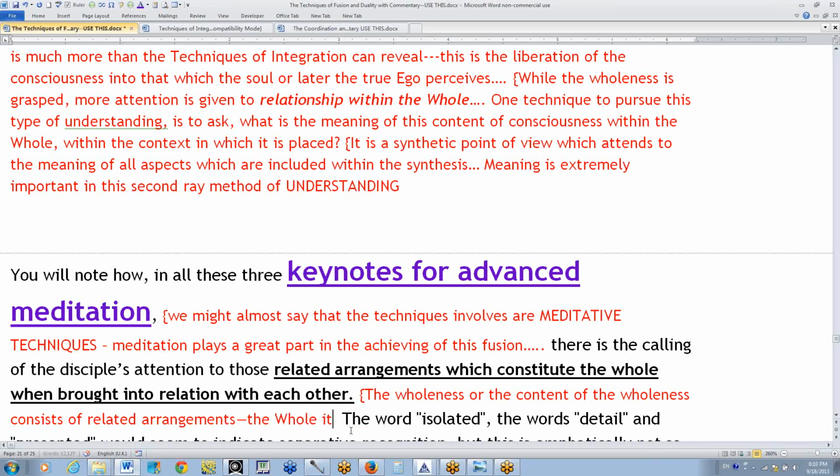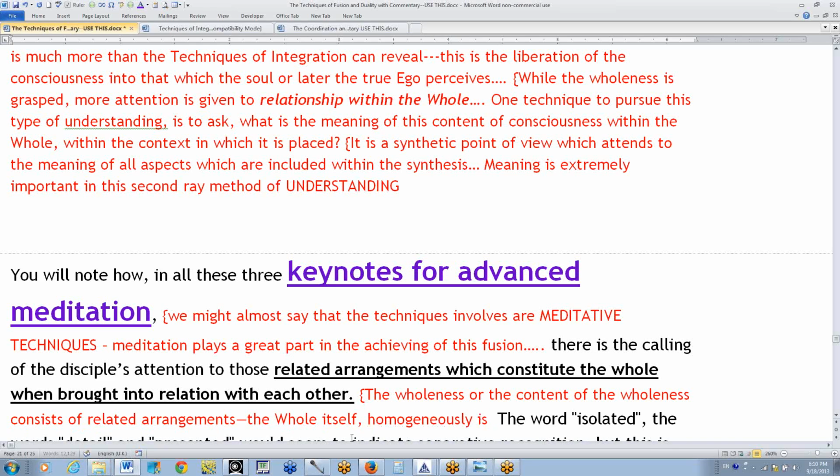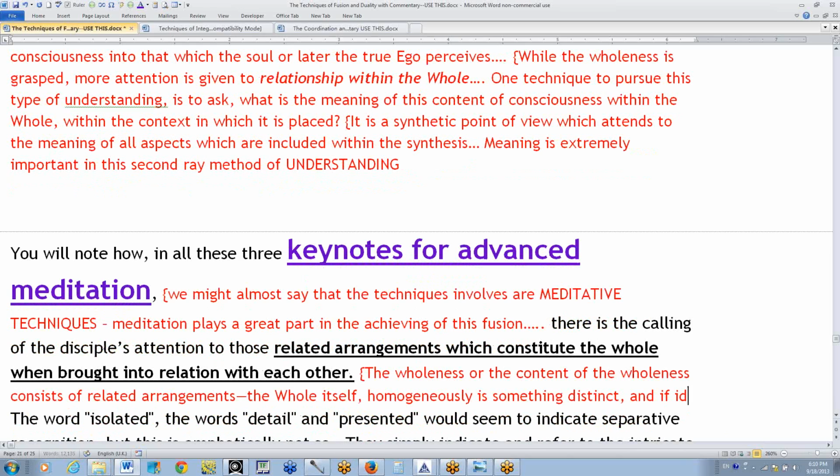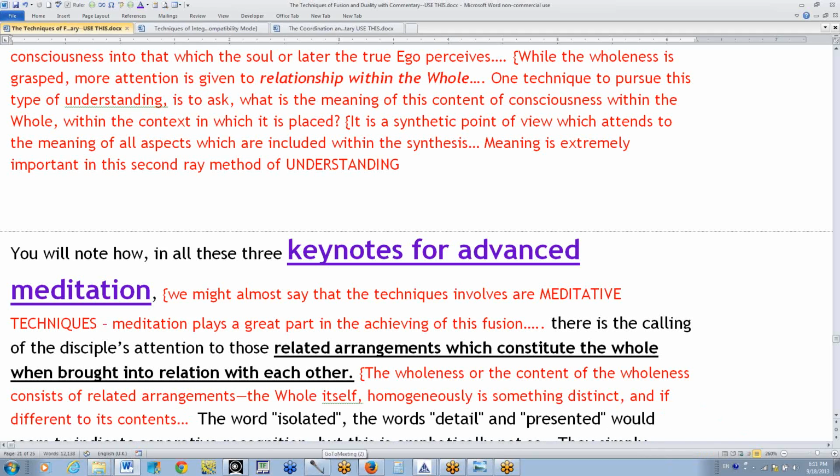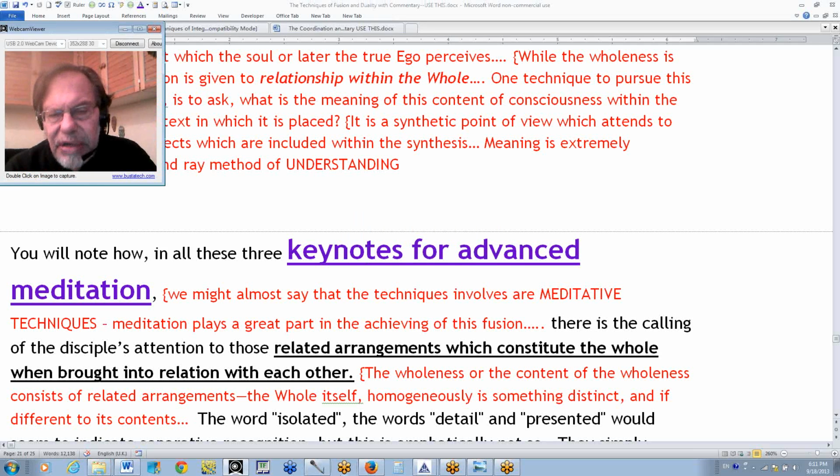The whole itself, homogeneous, is something distinct and is different to its contents. But still the contents have to be considered. I mean, any whole is what it is in terms of being. It is exactly what it is. And its contents from the being aspect are aspects of itself. We are within the wholeness of the planetary logos, and we, monadically, essentially are aspects of the planetary logos.